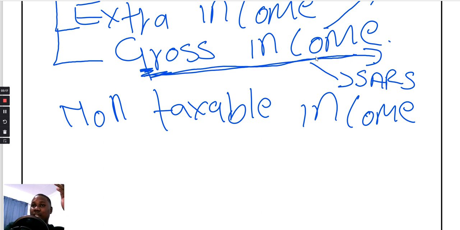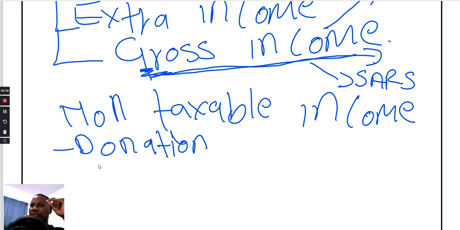If you are clearly contributing to them, then SARS is not going to tax those parts of the amounts. Let me show you which amounts I am talking about. First, I'm talking about a donation. Remember, if you are donating, you are clearly giving to the poorest of the poor.